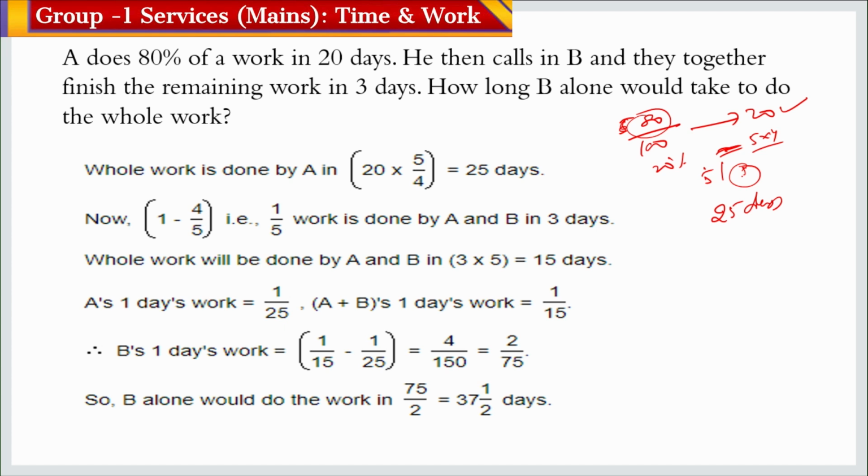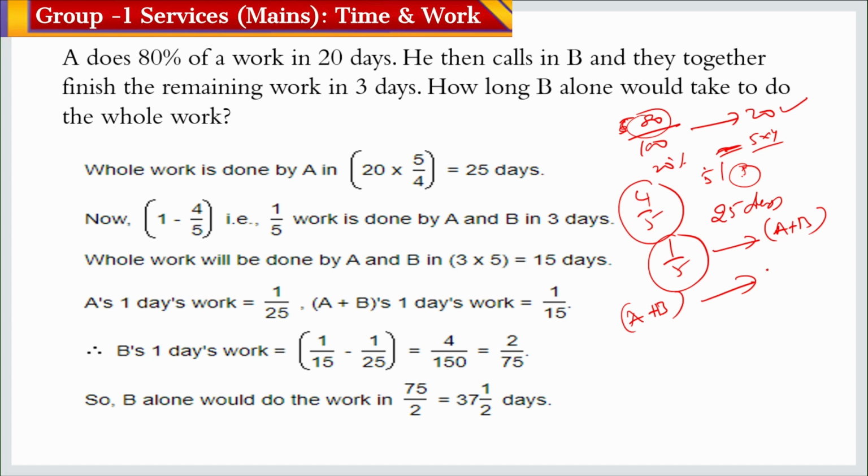correct. Okay. Now, how much work did he finish? 4 by 5 work, 80%. How much remains? 1/5 of work remains. If 1/5 of the work is done by A and B in 3 days, correct, then to complete the whole work A plus B will take 5 into 3, which is 15 days, clear. A can do the work alone in 25 days. So, A's work in 1 day is 1 by 25.